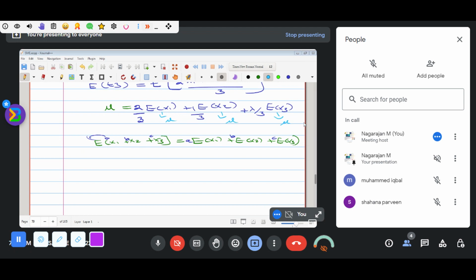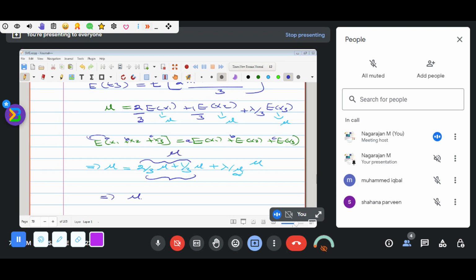So, apply all values and simplify to get the result, which implies that mu equals 2 by 3 mu plus 1 by 3 mu plus lambda by 3 mu. What is the result of these two? 1 by 3 plus 2 by 3 gives 1. Therefore, this overall result is also equal to mu only.